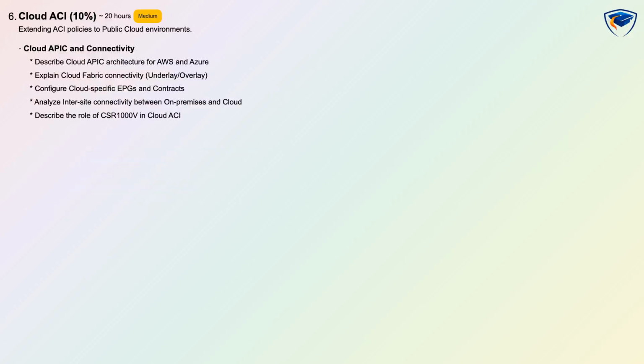Cloud ACI represents 10% of the exam weight, is medium difficulty, and recommends about 20 hours with conceptual and scenario-based assessment. Study cloud APIC architecture for AWS and Azure, understand cloud fabric underlay and overlay connectivity, configure cloud-specific EPGs and contracts, analyze inter-site connectivity between on-premises and cloud, and learn the role of CSR 1000V in cloud ACI deployments. This domain ties on-premises ACI concepts into public cloud operation and policy extension.